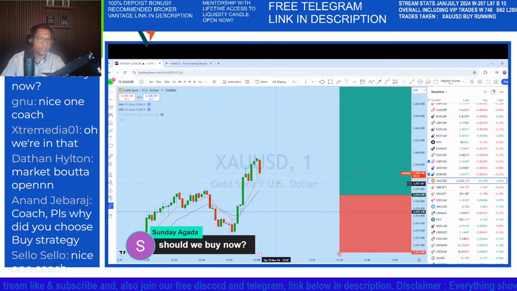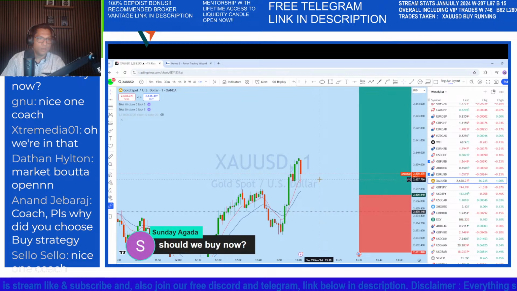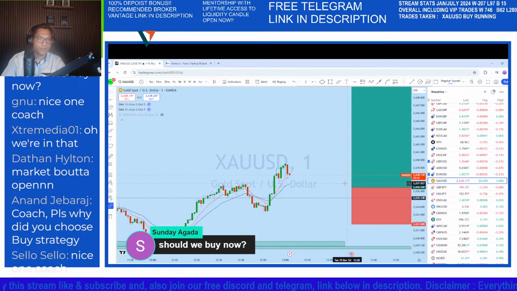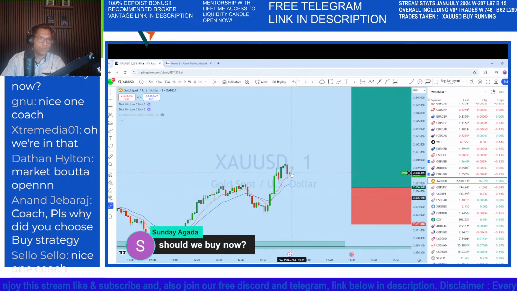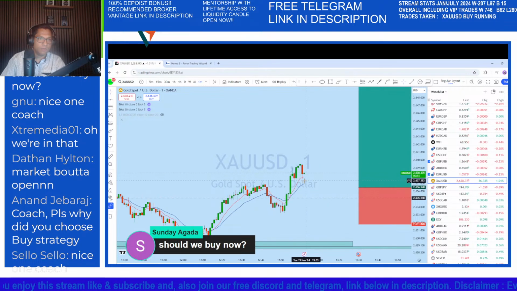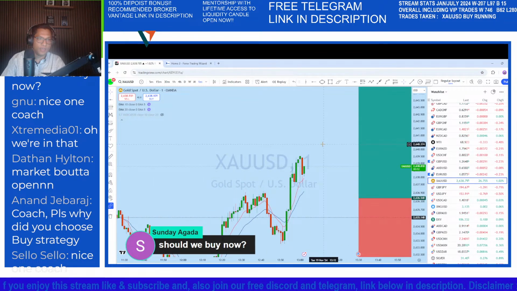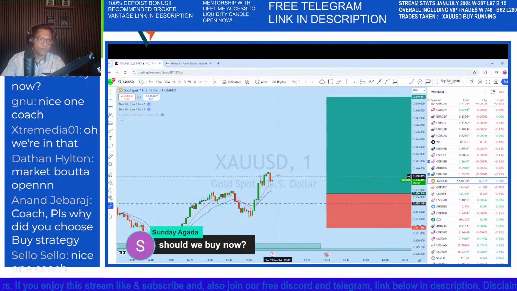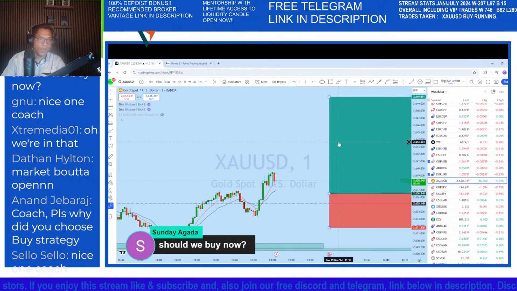We can see that there is a doji here, long wick candle, expecting it to return back to the upside. Multiple liquidity grab here, and with that multiple liquidity grab, we can expect for the market to move back to the upside to create a new higher high.